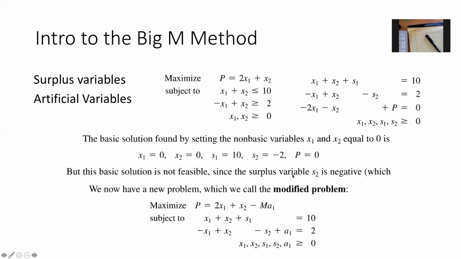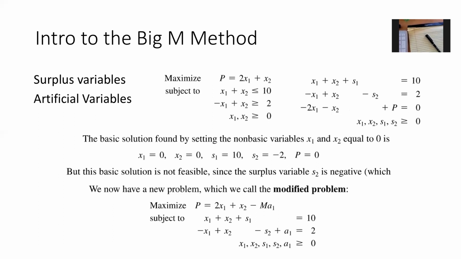Now, if we were to find the basic solution by setting the non-basic variables x1 and x2 equal to 0, then we'd find that s1 equals 10 and s2 equals negative 2. Well, this can't happen because this means that we don't have a feasible solution. In other words, this basic solution is not feasible since the surplus variable is negative.